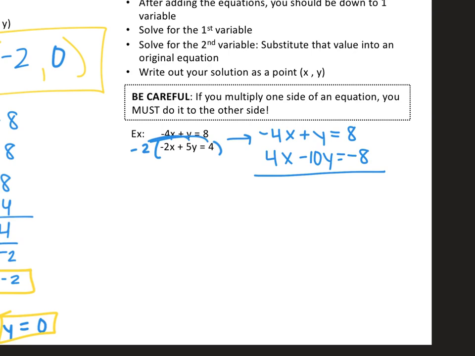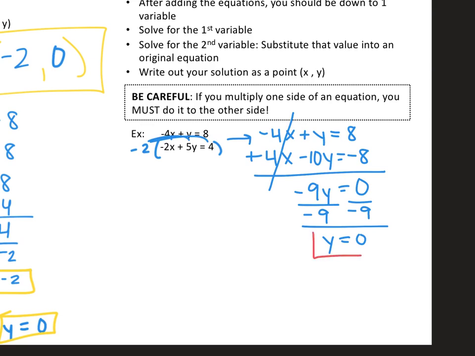So now, if we were to add these two equations together, negative 4x plus 4x is 0, so those cancel out. Positive y minus 10y is negative 9y, and 8 plus negative 8 is 0. So now we're going to solve for y. Y is being multiplied by negative 9, so we're going to divide by negative 9, and we get y equals 0. So again, we're not done. That's only half of our answer.